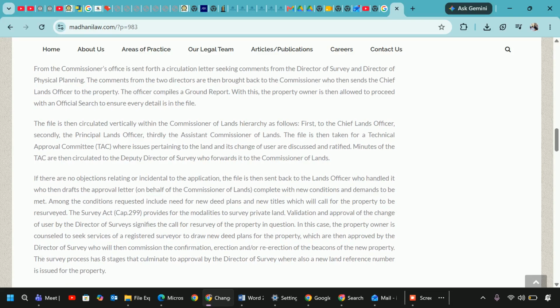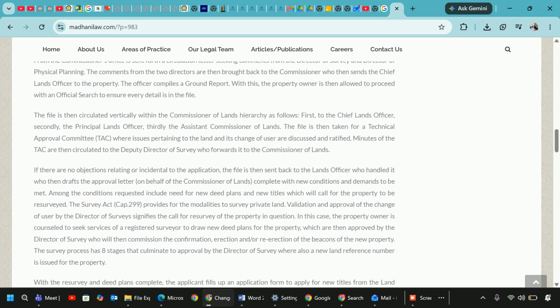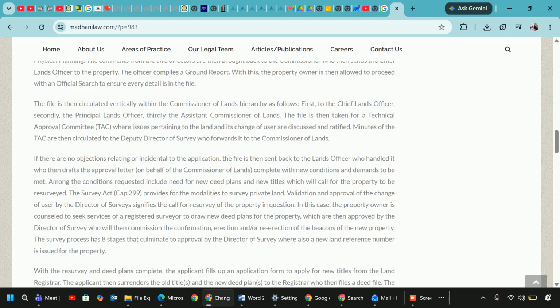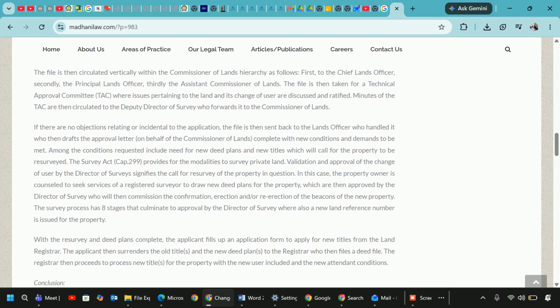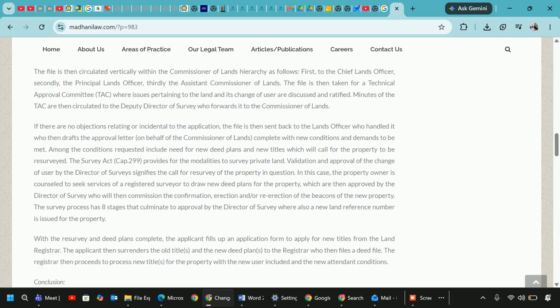If there are no objections relating or incidental to the application, the file is then sent back to the Lands Officer who handles it, who then drafts the approval letter on behalf of the Commission of Lands, complete with new conditions and demands to be met. Among the conditions requested include need for new deed plans and new titles, which will call for the property to be resurveyed. The Survey Act provides for modalities to survey private land.